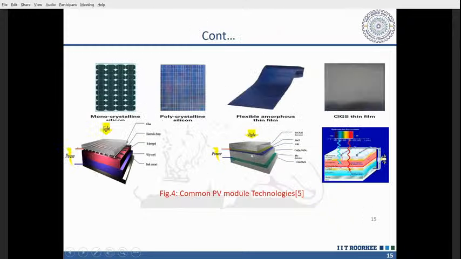So here are some of the pictures I have collected. This is monocrystalline, this is polycrystalline, flexible amorphous thin film, and CIGS. This is actually the recent thin film type generation, this one, CIGS. These are some of the things I have collected.